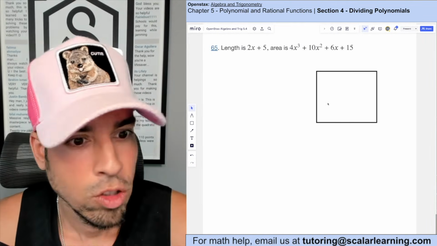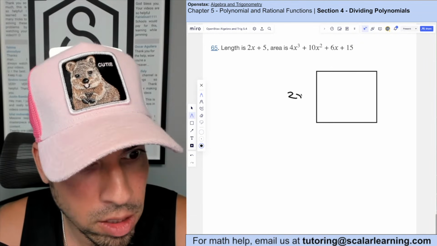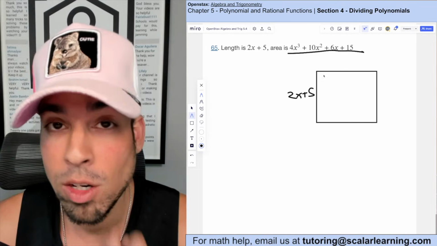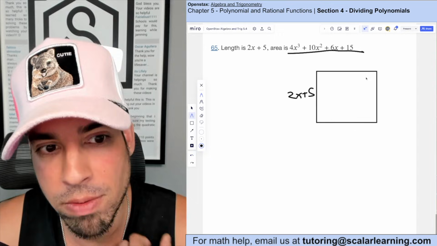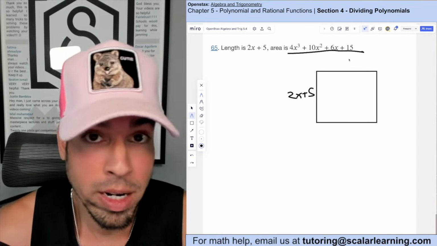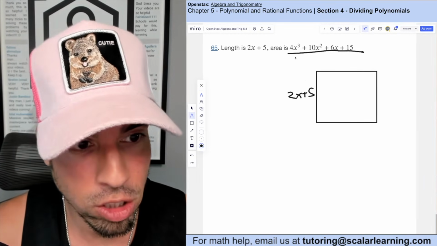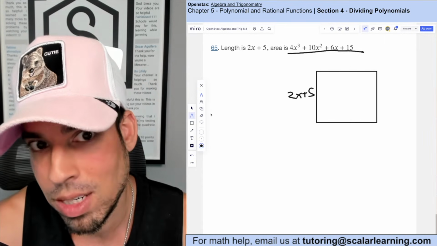Boom, done. For this one, it's saying that we have a rectangle, and we know that the length is 2x plus 5. And we know the area is this. How do we get area? We do length times width. That's what we're trying to find: what times 2x plus 5 is going to give us this. The answer is we do multiplication in reverse, aka division. So we're going to divide this area by the length to get the width, just like if we had numbers.